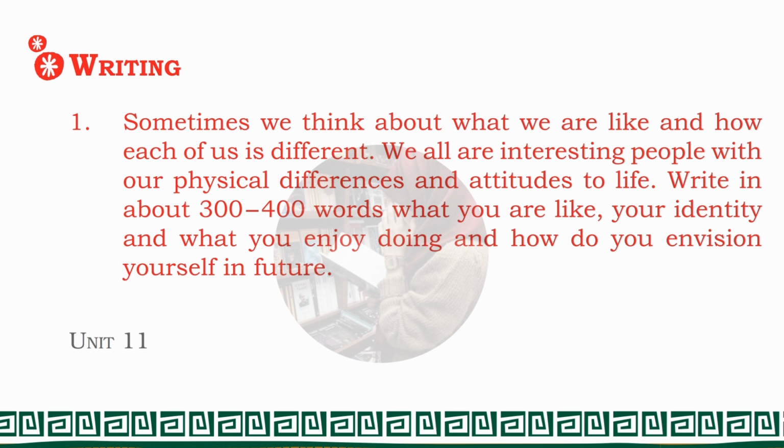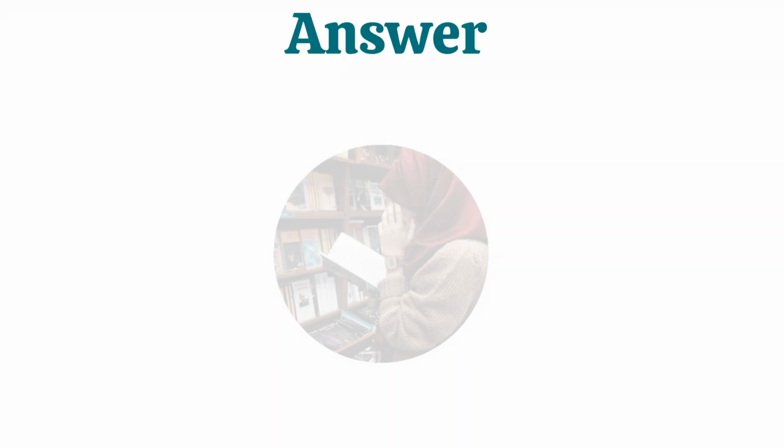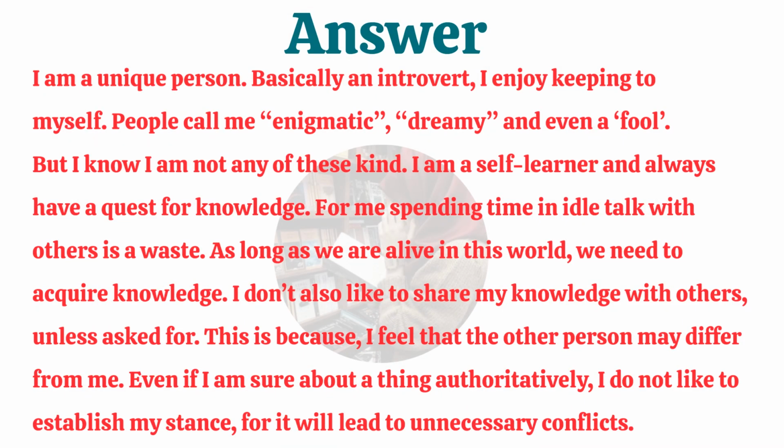So now what we have to do is prepare a paragraph of 300 to 400 words about ourselves, what we are like, about our identity, and what we enjoy doing. So we need to write it by preparing a paragraph about yourself. Okay, so let's see the answer to this. Here you go, guys. I am a unique person, basically an introvert. I enjoy keeping to myself.